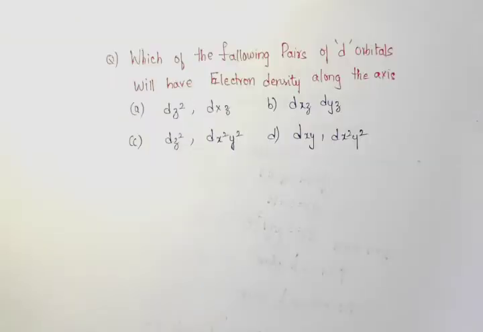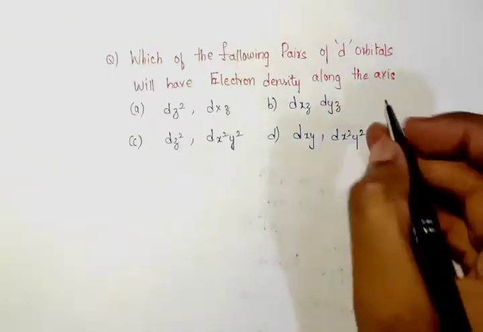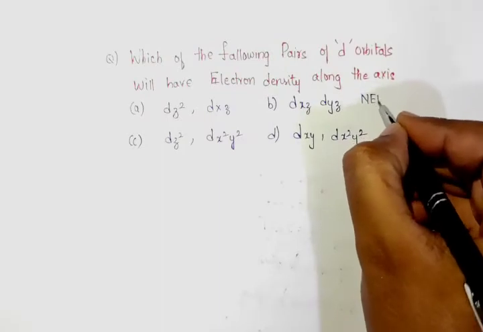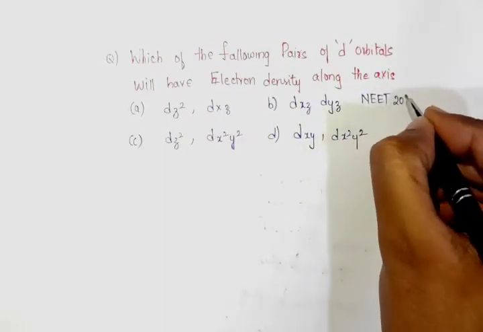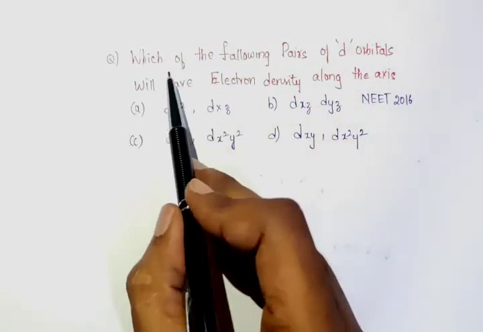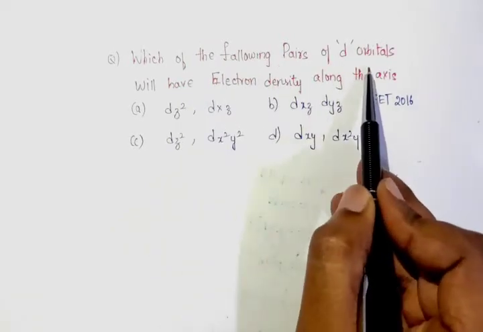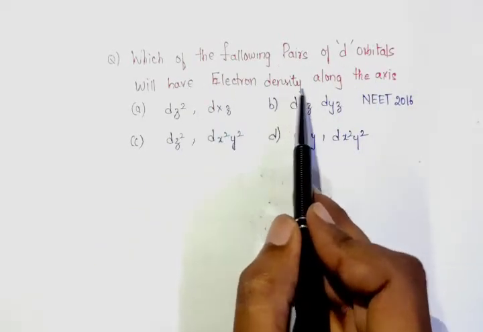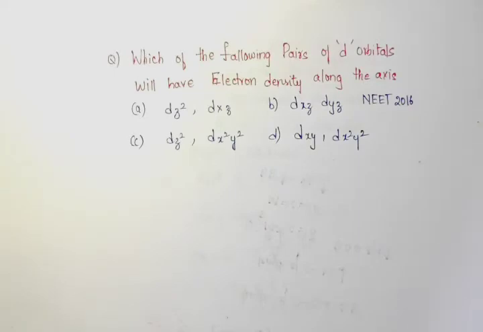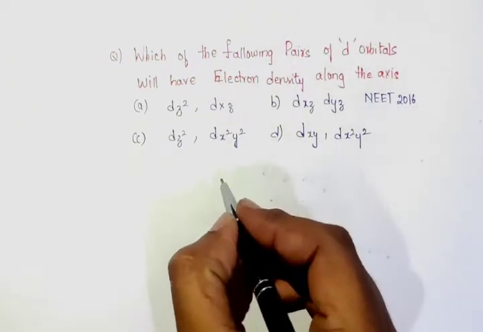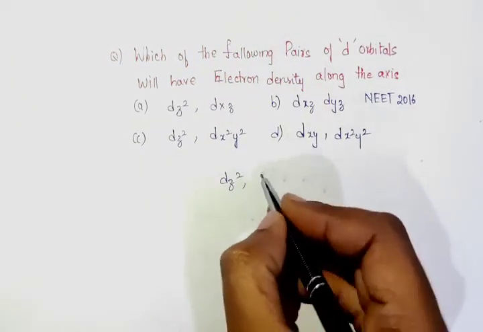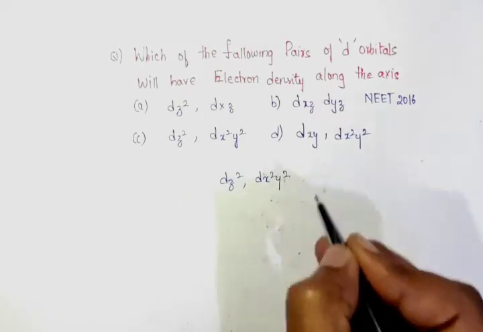So this was a very easy question in the year 2016. That is NEET 2016, this question came. The question states: which of the following pairs of d orbitals will have electron density along the axis? Along the axis we have dz square and dx square minus y square.